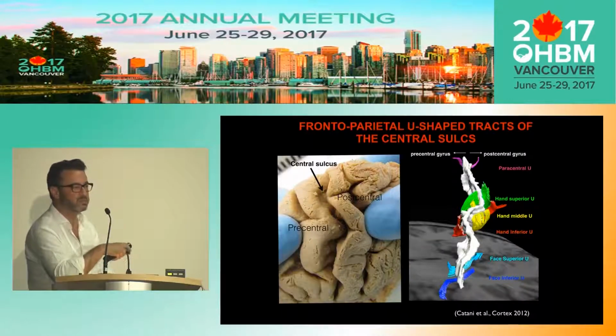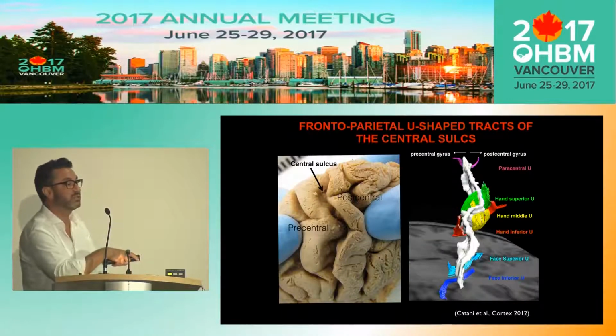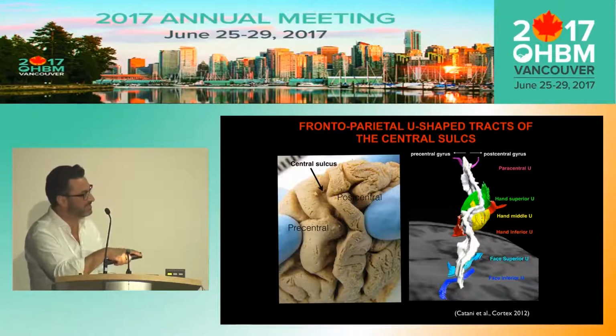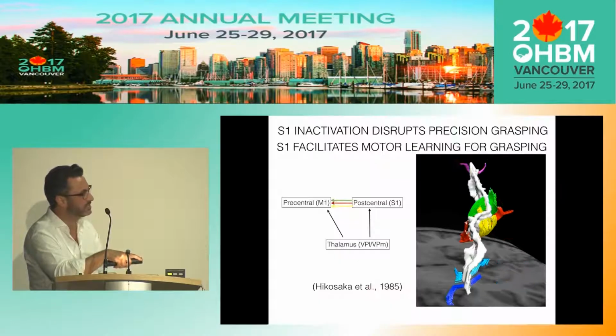Finally, the U-shaped fibers. Why haven't we mapped the U-shaped fibers? Because we thought there's no point. They are everywhere in the brain. But actually, when we started looking at these U-shaped fibers, we see a pattern, like this connection between precentral and postcentral. The majority of these U-shaped fibers are in the hand regions.